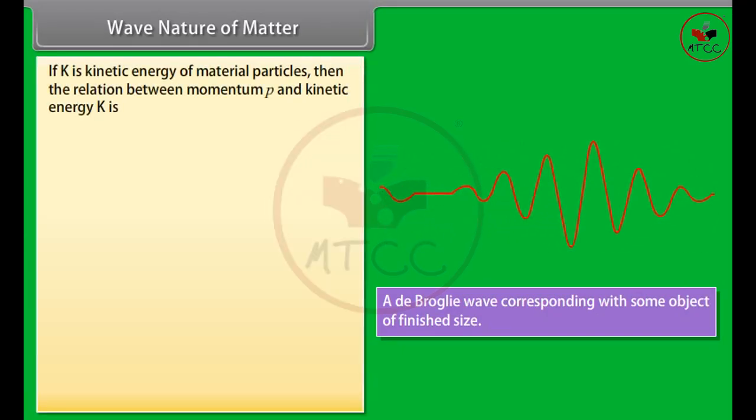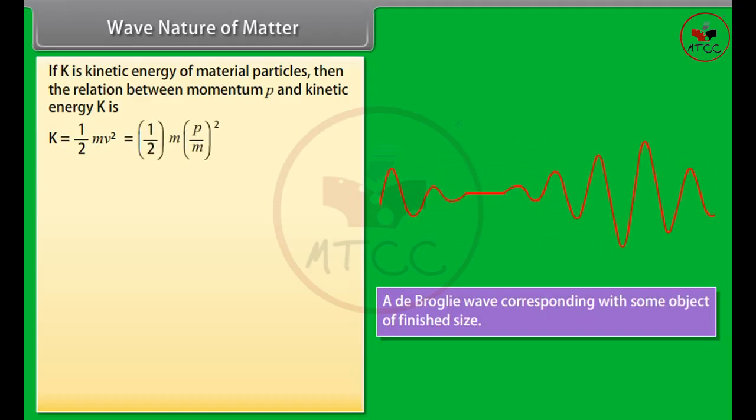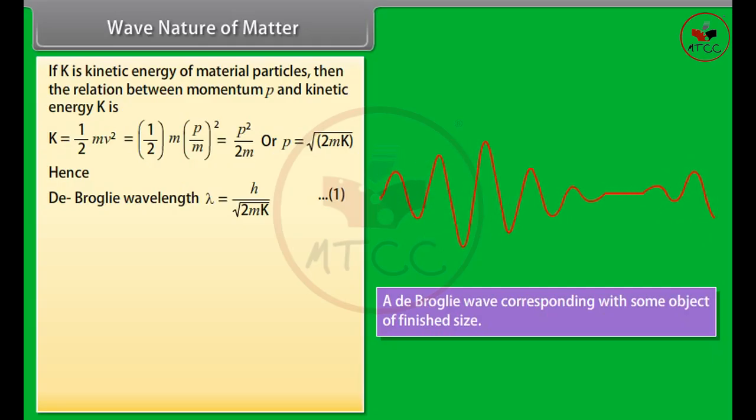If k is the kinetic energy of material particles, then the relation between momentum p and kinetic energy k is k equals 1 by 2 mv square, which equals 1 by 2 into m into (p by m) square, which equals p square by 2m, or p equals square root of 2mk. Hence, the de Broglie wavelength lambda equals h by square root of 2mk. Name it as 1.